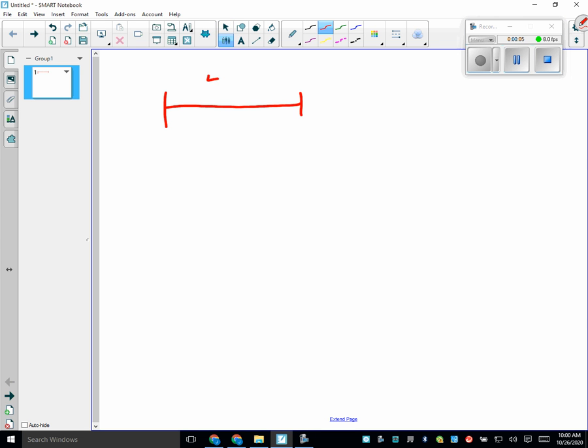This is 40, correct? So if I cut it into two pieces, it's one piece x and one piece 40 minus x. Right?